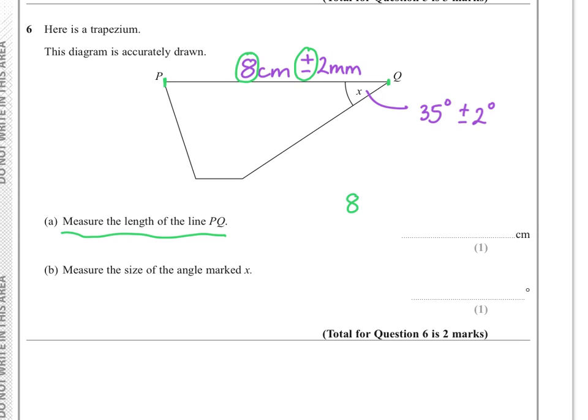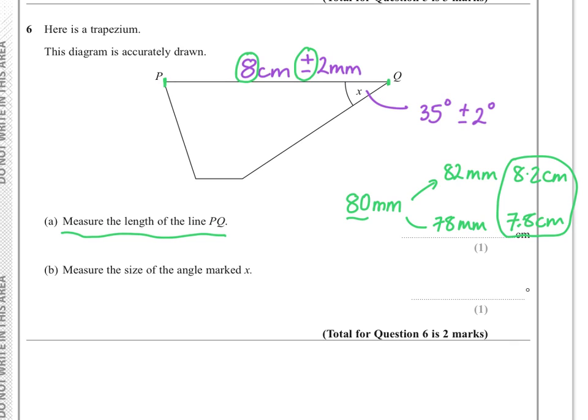So 8 centimetres is 80 millimetres, and it's saying you could have an answer as high as 82 millimetres or 8.2 centimetres, or as low as, and you can take the 2 mil off this and have 78 millimetres or 7.8 centimetres. So it's saying any answer between these two would be good enough.